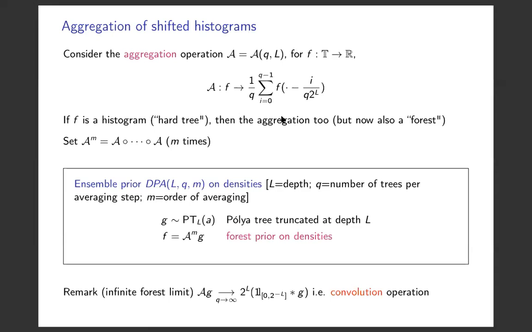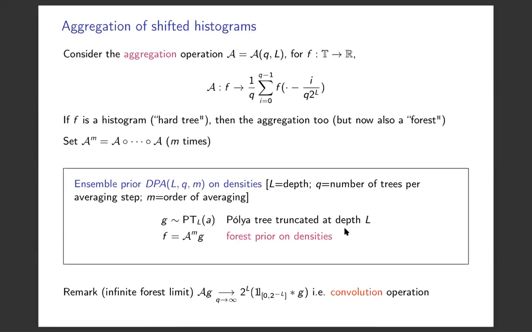So it's an aggregation, and you can actually iterate this operation a number of steps, like m steps, and then we get what we call the DPA, the discrete Polya aggregate prior, which is the one I described before. So you start with a single tree prior, with a single tree histogram sampled from a Polya tree, truncated at depth L.